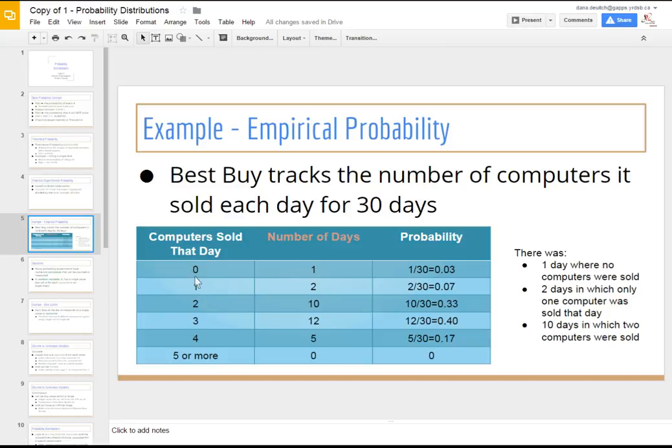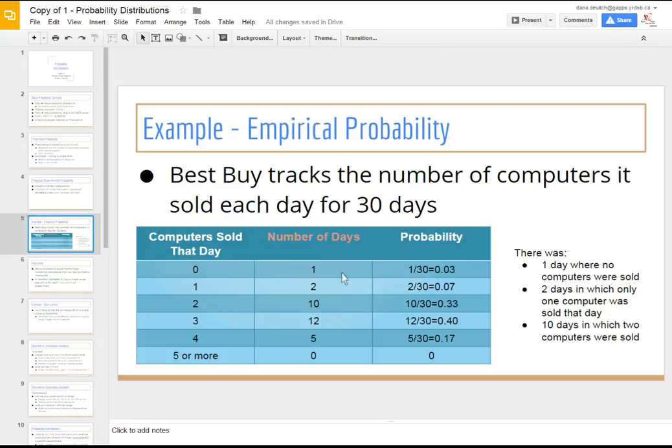This is the number of computers that were sold that day. This is how many days that number of computers sold. So there was one day in which 0 computers were sold. There were 2 days in which 1 computer was sold. There were 10 days where they sold 2 computers. There were 12 days where they sold 3 computers, etc.